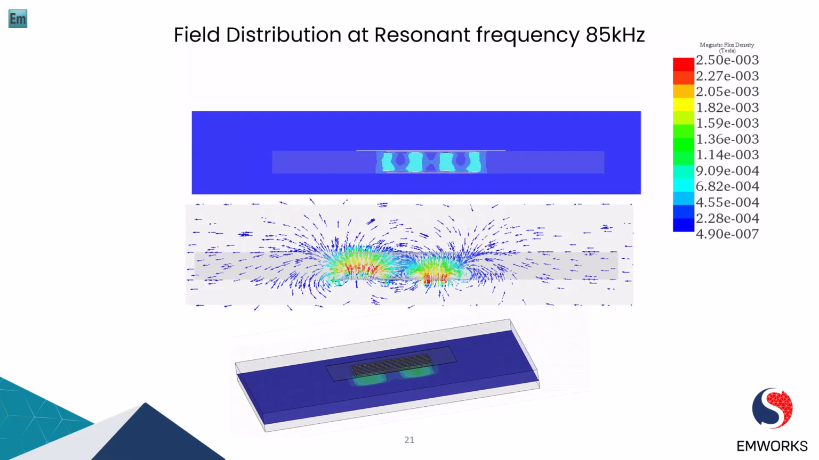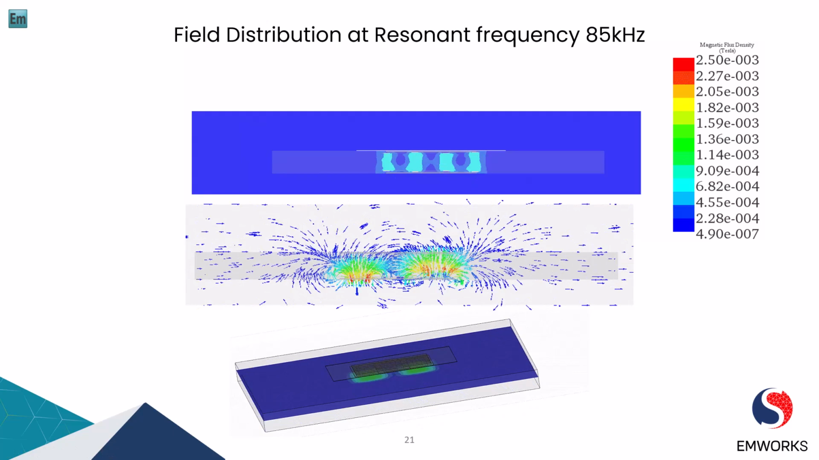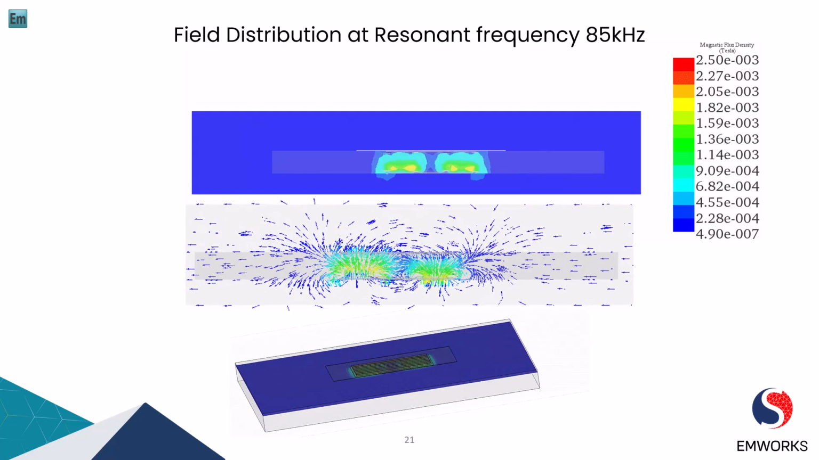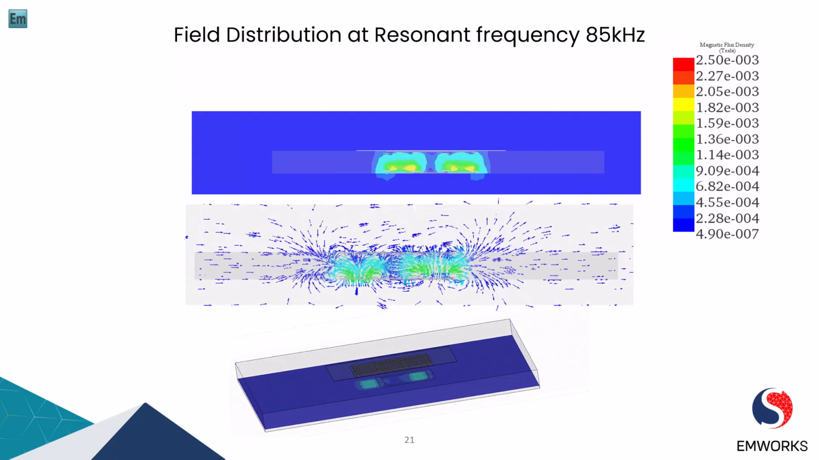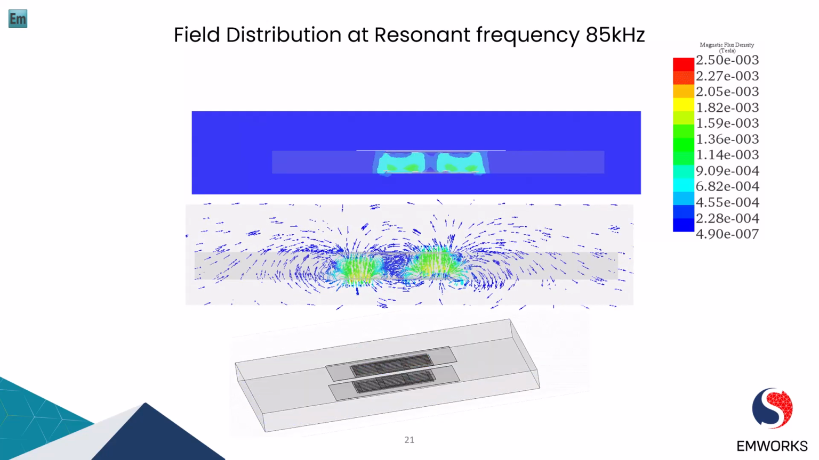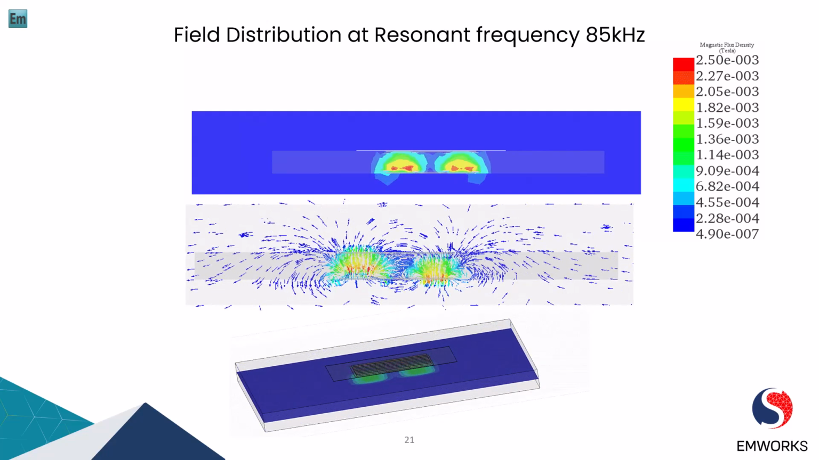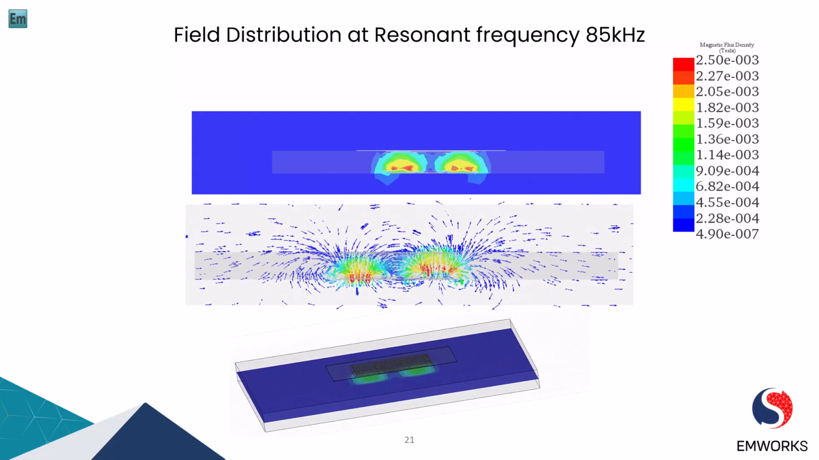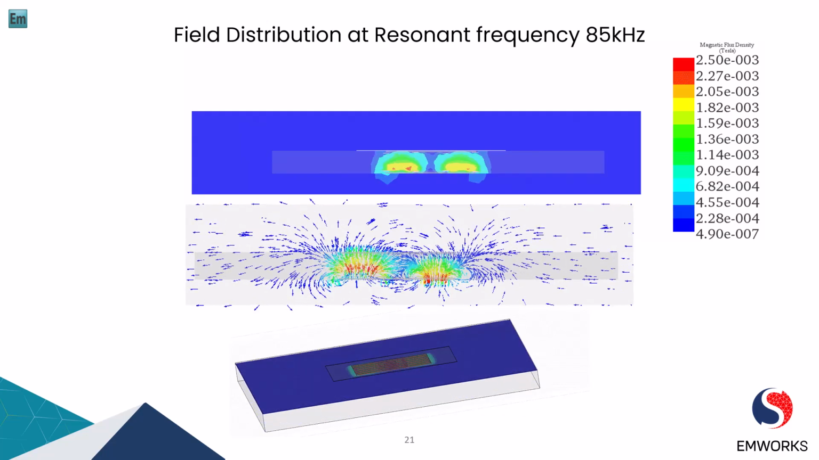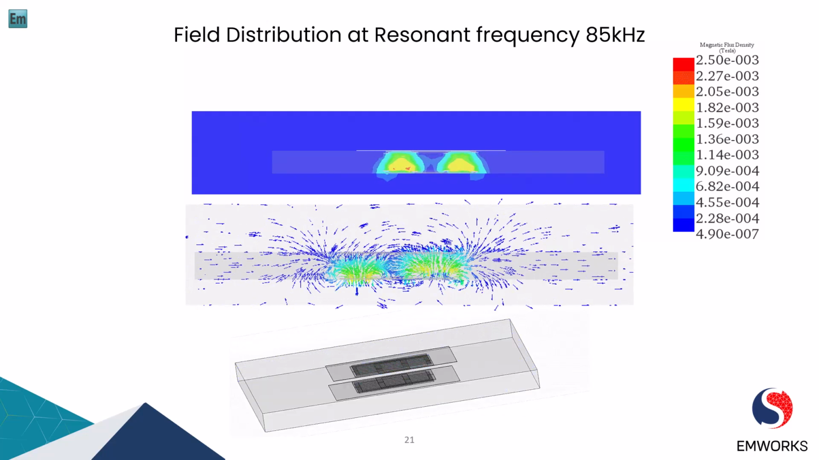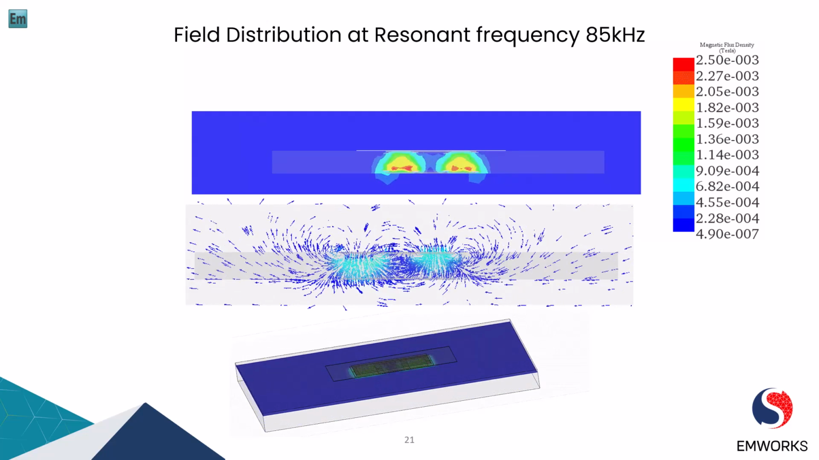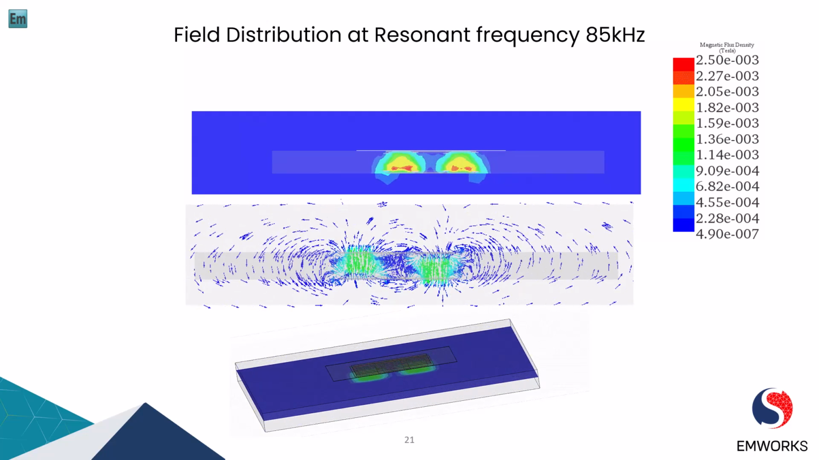Another way to evaluate the resonant frequency at 85 kHz is to visualize its magnetic field distribution inside and around the coils. This is due to the fact that the reactive impedance of the circuit is at its minimum. This will lead us to a better transfer of power from the transmitter to the receiver.